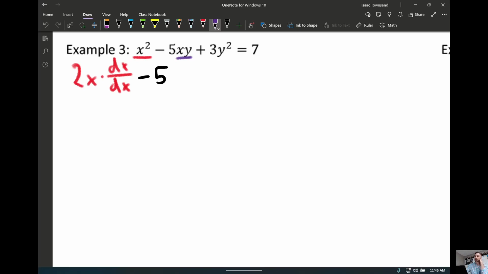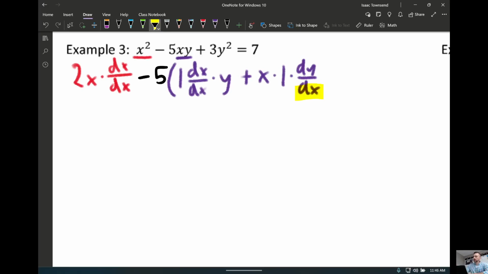x times y. Well, unfortunately, this is something times something. So product rule doesn't go away. We still have to take the derivative using product rule. So the derivative of x would be 1 dx over dx with y left alone, plus x left alone, and the derivative of y. What is the derivative of y going to look like? I'm going to put a 1 there. dy dx. I'm going to highlight that because that is the implicit step.